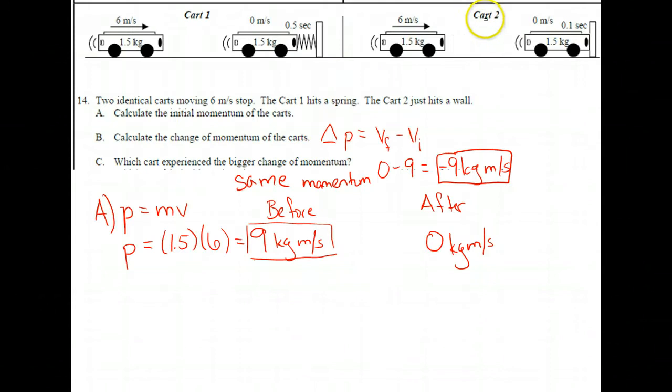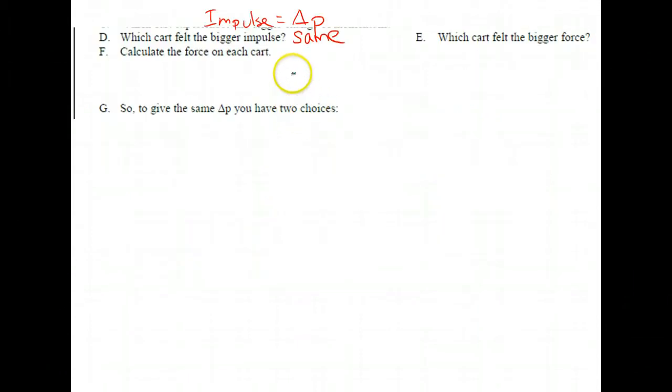You come back. You say cart 2 felt the bigger force. Why would cart 2 feel a bigger force? Because the first one was green, so it kind of bounced back. But the second one hit a wall, so it just... Well, neither of them are bouncing back.